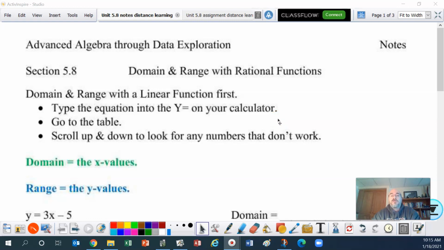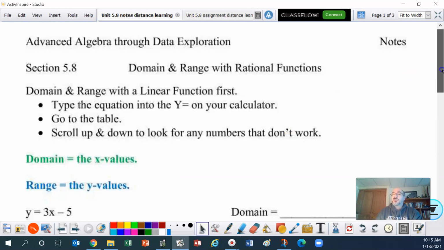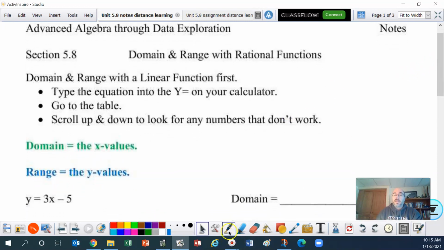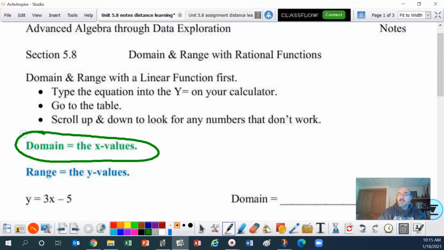We are on Unit 5.8. What we're going to do today is take a look at domain and range with rational functions. Let's just do a quick review of what domain and range are. First of all, domain, ladies and gentlemen, those are the x values, okay? And the range are the y values.